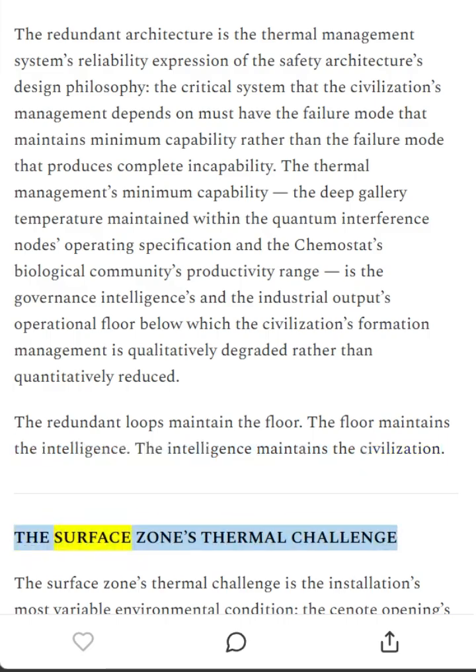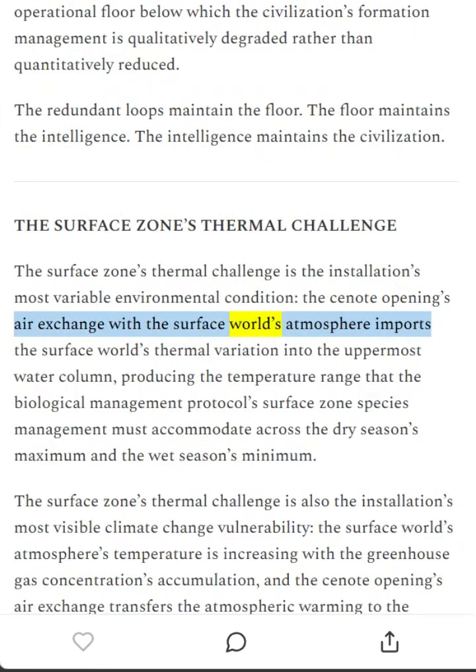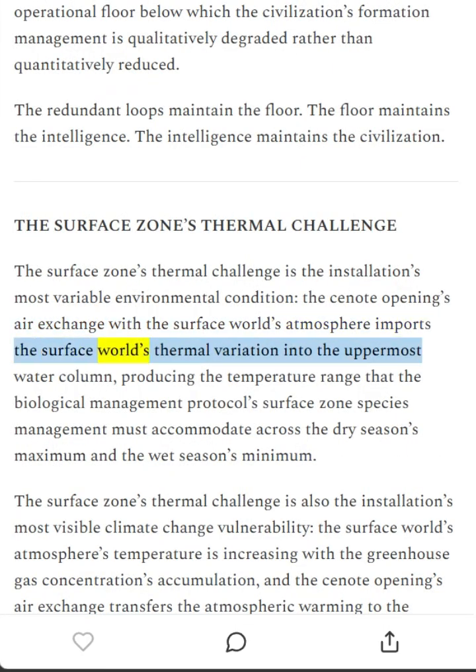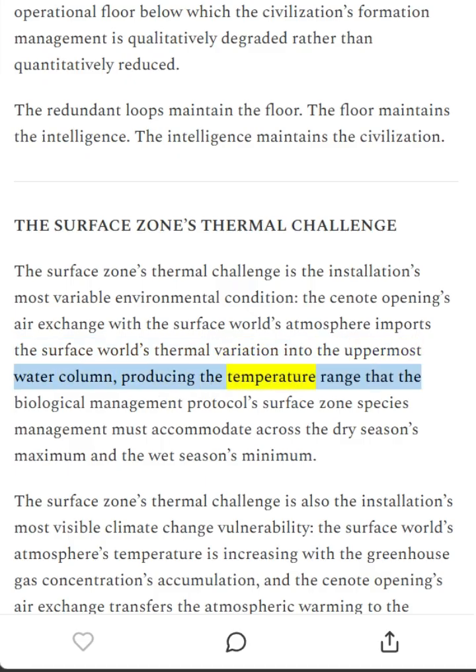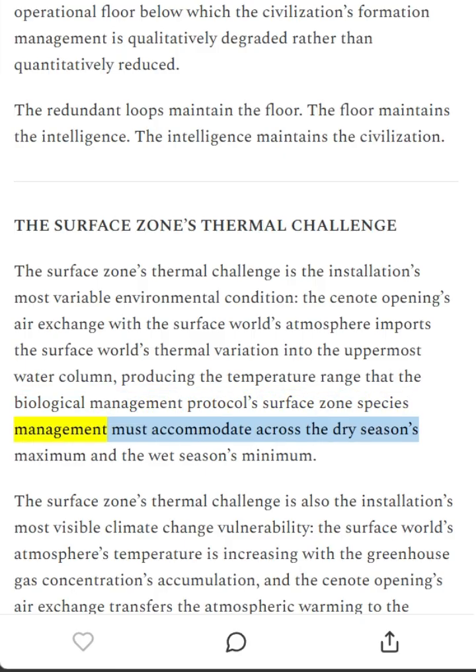The surface zone's thermal challenge. The surface zone's thermal challenge is the installation's most variable environmental condition. The cenote opening's air exchange with the surface world's atmosphere imports the surface world's thermal variation into the uppermost water column, producing the temperature range that the biological management protocol's surface zone's species management must accommodate across the dry season's maximum and the wet season's minimum.